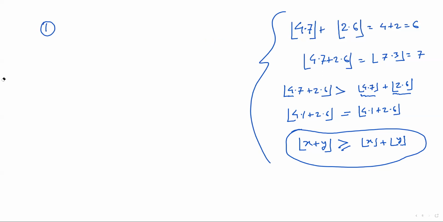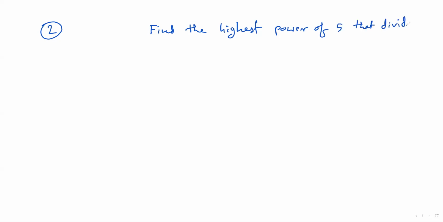Another idea that we are going to discover is related to the floor function. This one is pretty interesting, actually. Instead of writing the idea first, let's demonstrate with an example problem. Let me write the problem statement. Find the highest power of 5 that divides 100 factorial.